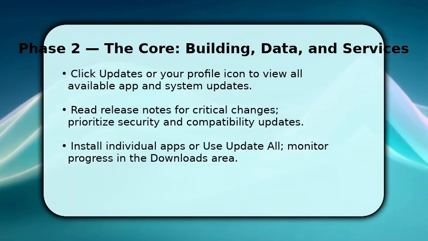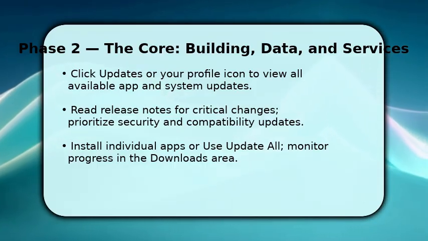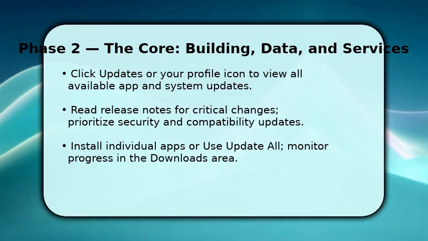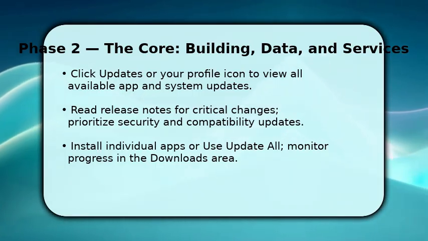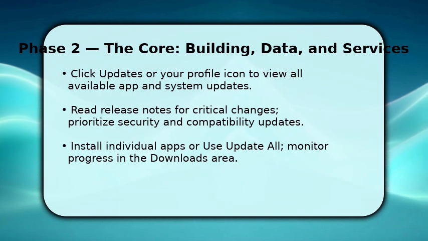This helps prioritize. Choose Install for individual apps when you want control, or tap Update All to apply everything at once. Make sure to watch the Downloads area for progress. If a large update stalls, pause and retry to prevent partial installs or corrupted files.